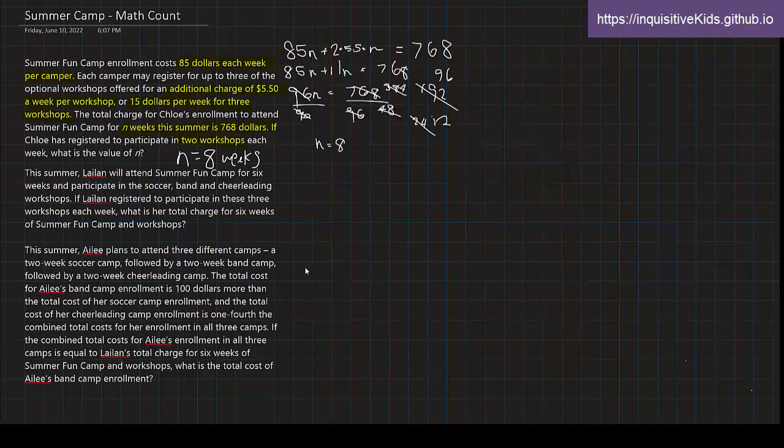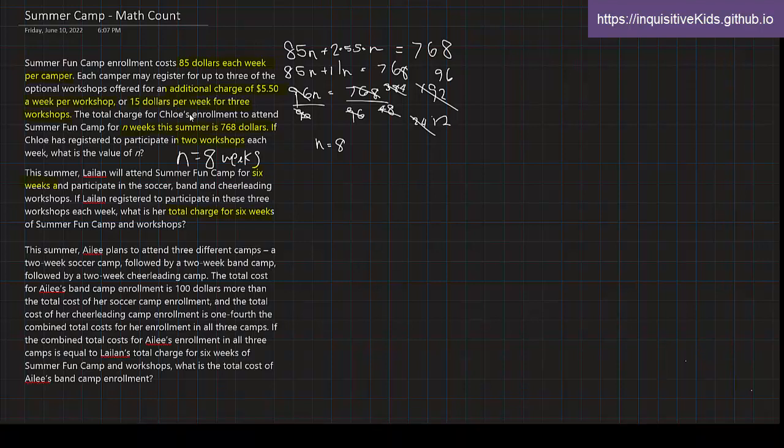This summer, Lailan will attend summer fun camp for 6 weeks and participate in the soccer, band, and cheerleading workshops. If Lailan registered to participate in these 3 workshops each week, what is her total charge for 6 weeks of summer fun camp and workshops? So again, we're just going to use the same information from the last problem to help us with this one.